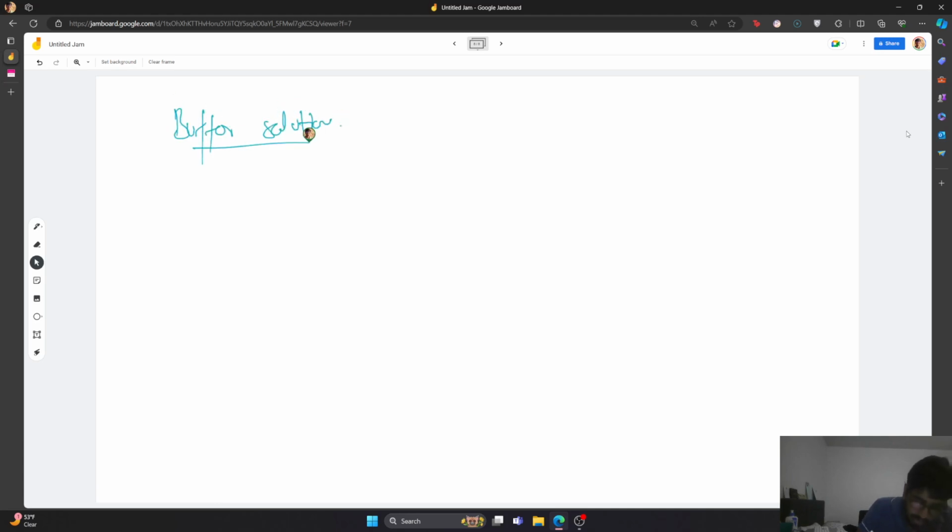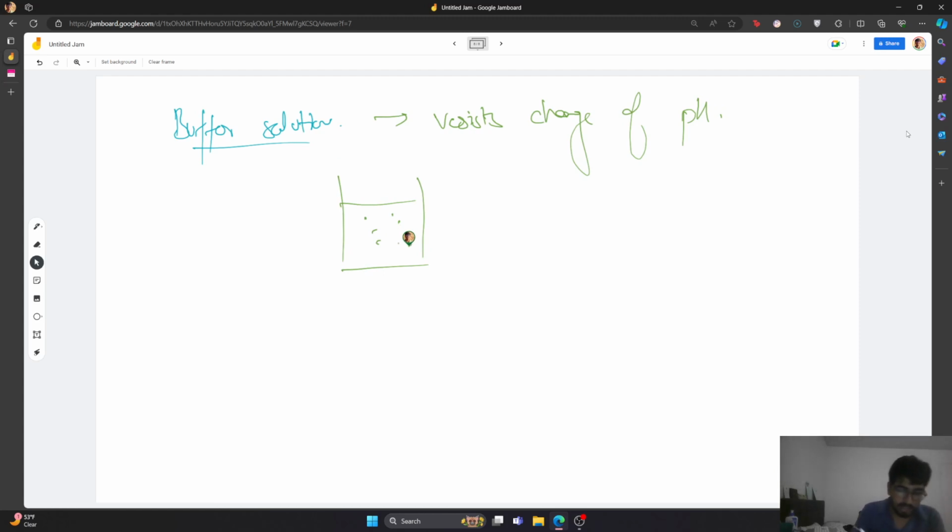So the property of a buffer solution is that it resists change of pH. Imagine you have a beaker of something which has a pH of, say, 6, which is close to 7 but a little bit acidic, maybe something like blood. Blood has a slightly acidic, or maybe slightly basic, pH, but it does not matter. It's very close to 7.